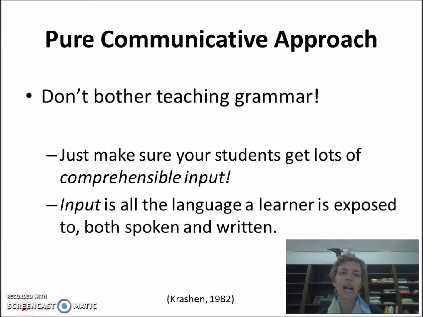The second approach we'll talk about is the pure communicative approach. And this is based on the idea that as children, we don't receive grammar instruction when we're learning our native language. We just hear the language around us and we acquire it. And when our parents correct our grammar, it really has little impact on what we actually say. And eventually we acquire the correct grammar anyway.